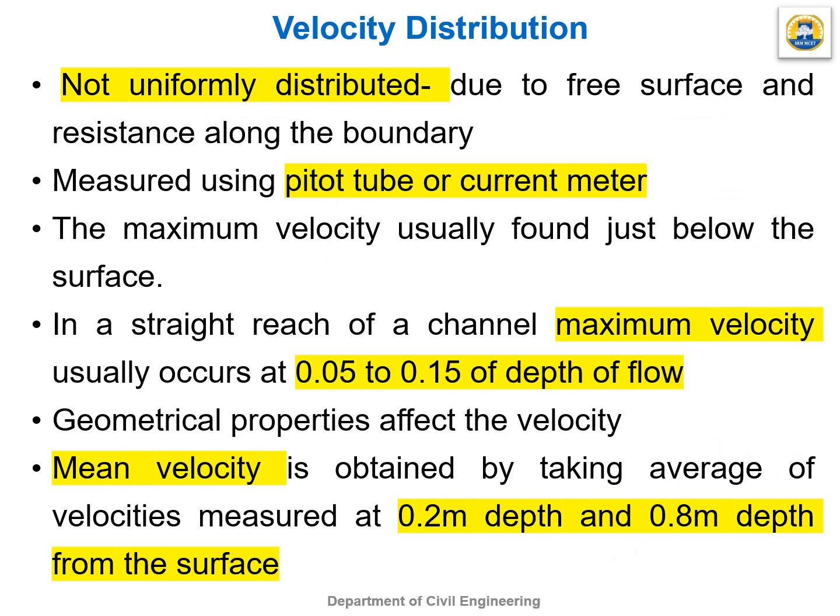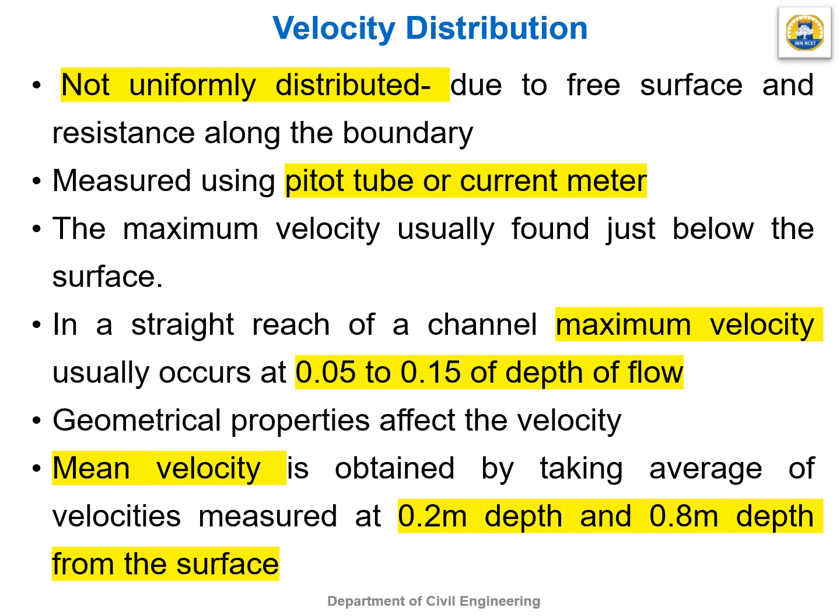When we look at the velocity distribution across the cross-section of the open channel flow, non-uniformity in the distribution of the velocity can be observed. This is mainly due to the free surface and resistance along the boundary for the fluid. The velocity can be measured using a pitot tube or current meter. The maximum velocity is usually found just below the surface. In a straight reach of the channel, maximum velocity usually occurs at 0.05 to 0.15 of the depth of flow.